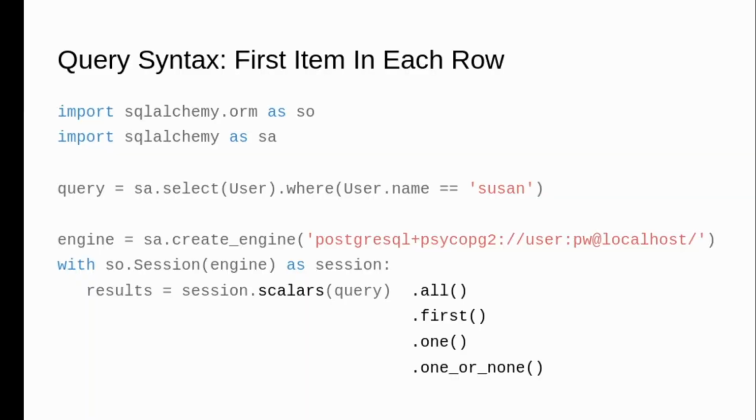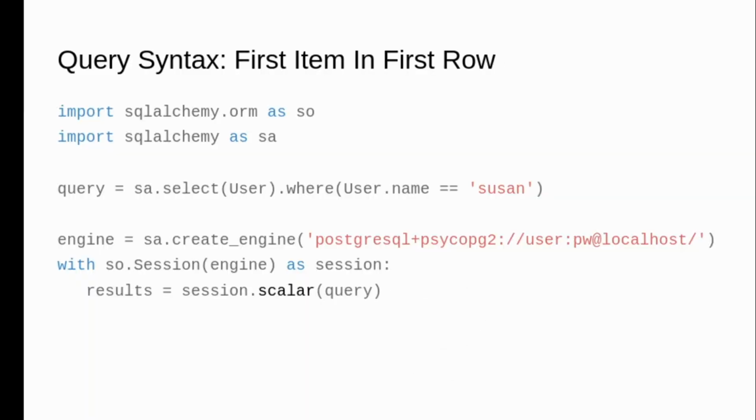There's yet one more called scalar, which is the singular version of the previous one. It gives you only the first element of the first row, and it throws away everything else. So basically, you have all these options to get your results, depending on what you expect or what you need.